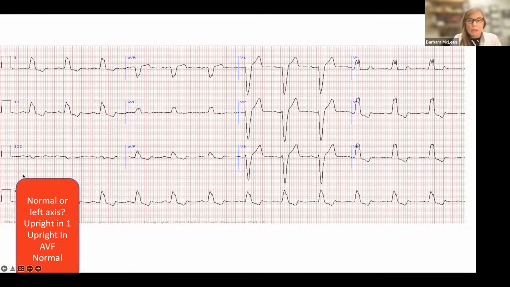All right, now we're going to take a look at this one. I can't remember if I installed. Oh, yes, I did. Okay, so first and foremost, upright in 1, upright in aVF. Remember down here, that's a rhythm strip. So 1 and aVF, both upright, up, up, normal axis.